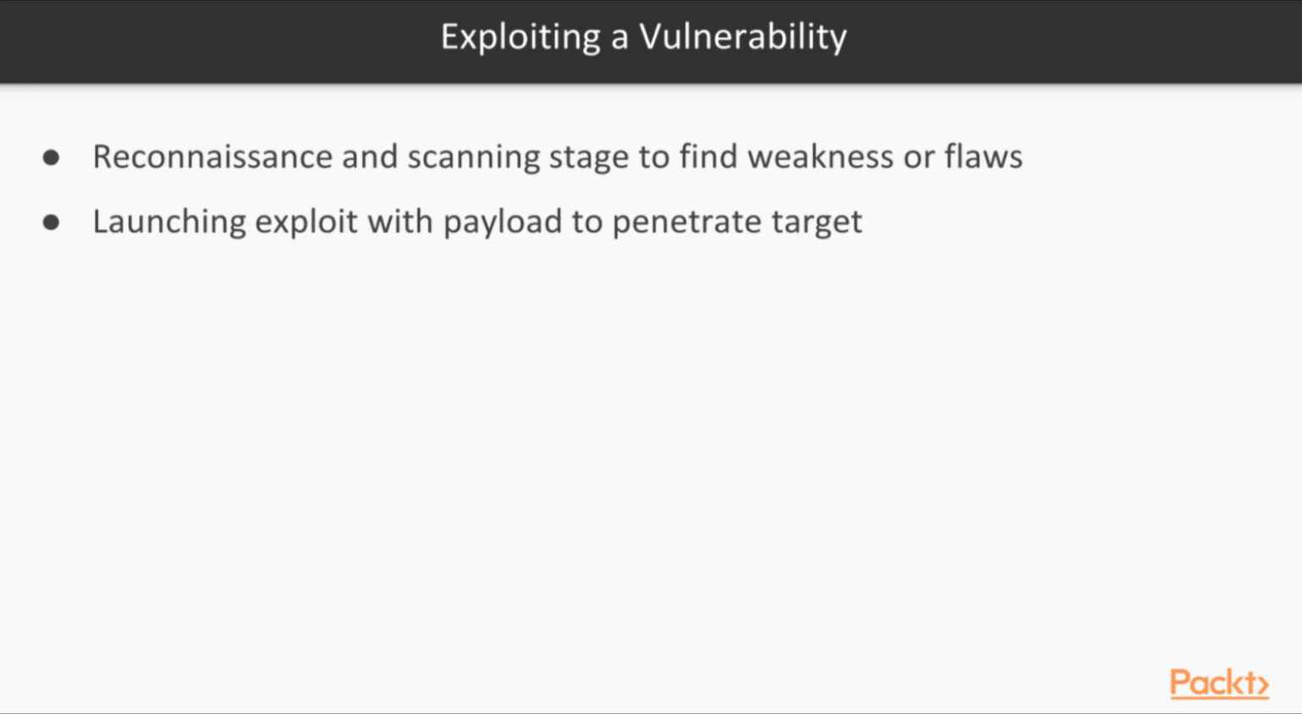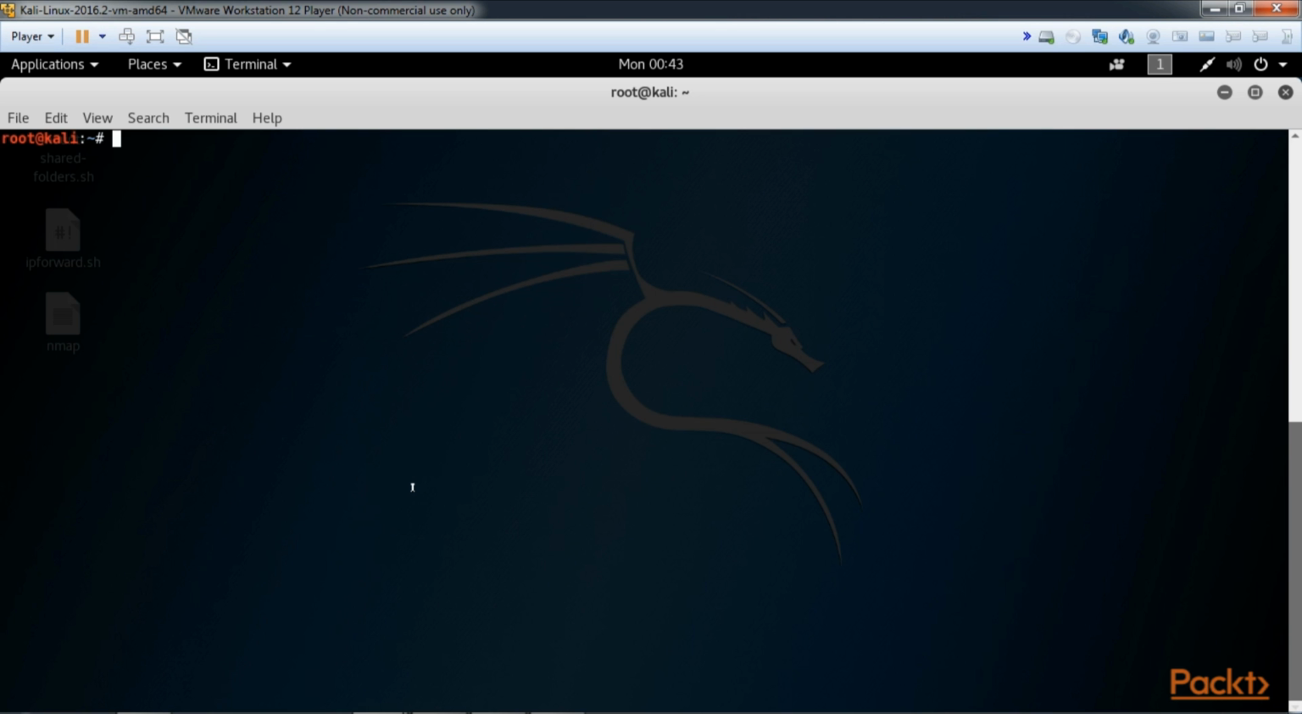If you haven't already, start your virtual machines for Metasploitable 2 and Kali Linux. Once you're in Kali Linux, we're going to go ahead and start Metasploit. First, we need to start the database. Then we're going to go ahead and type msfconsole to start Metasploit.